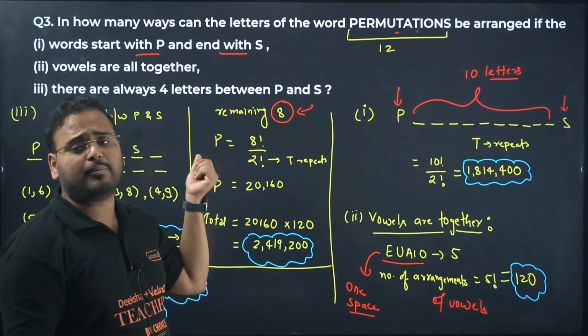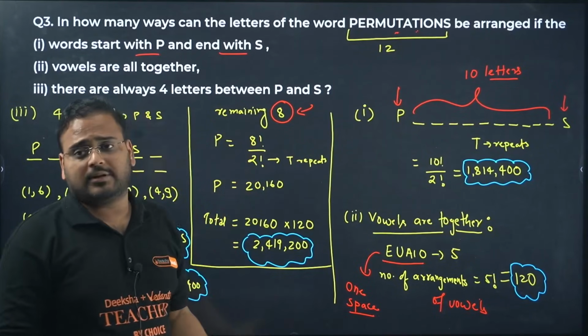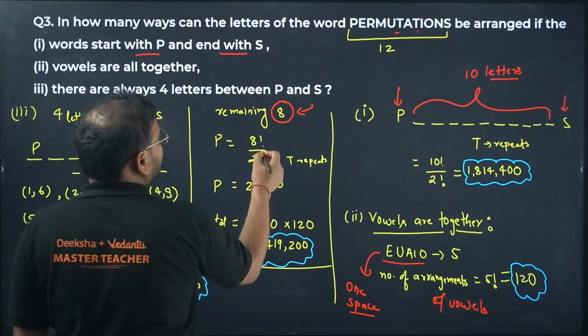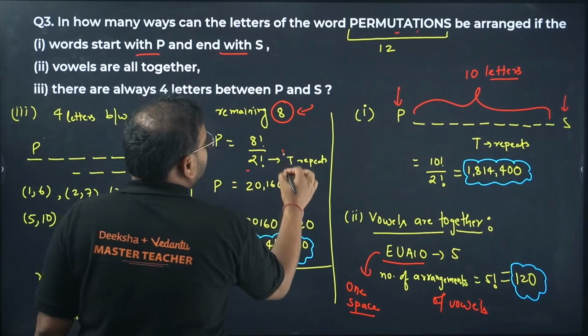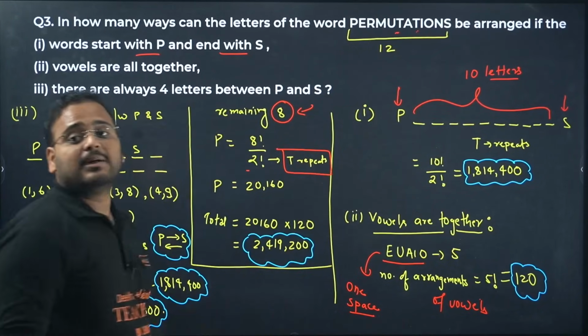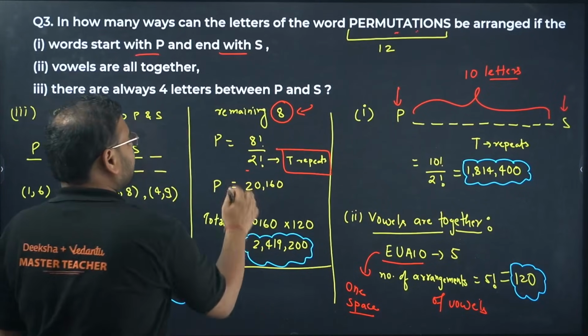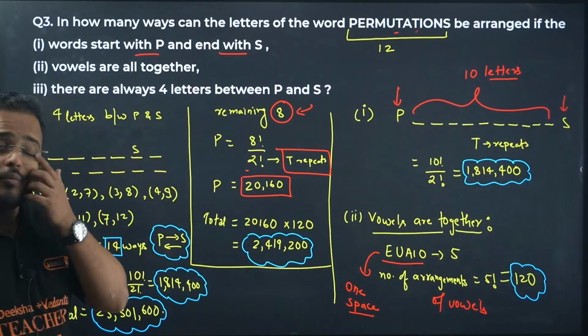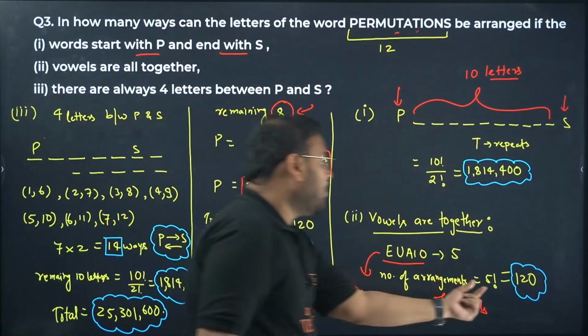I go for the permutation. 8 factorial by 2 factorial. Okay, what is this going to be? 8 factorial because of this, and this 2 factorial is because of the repetition of T. So I get this answer as 20160. Multiply this with 120.